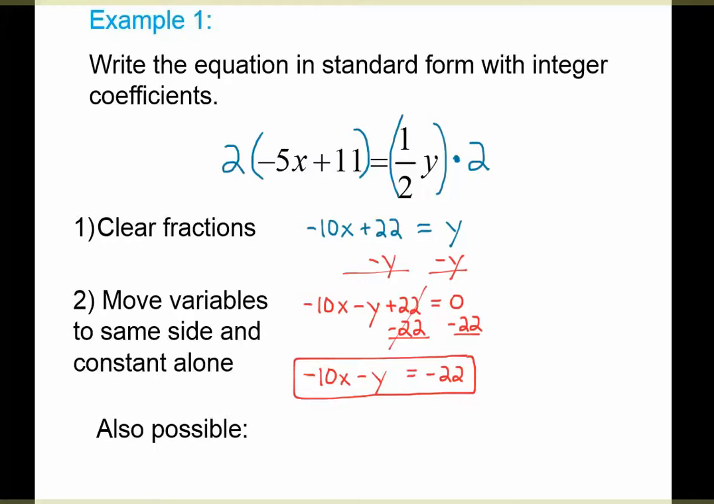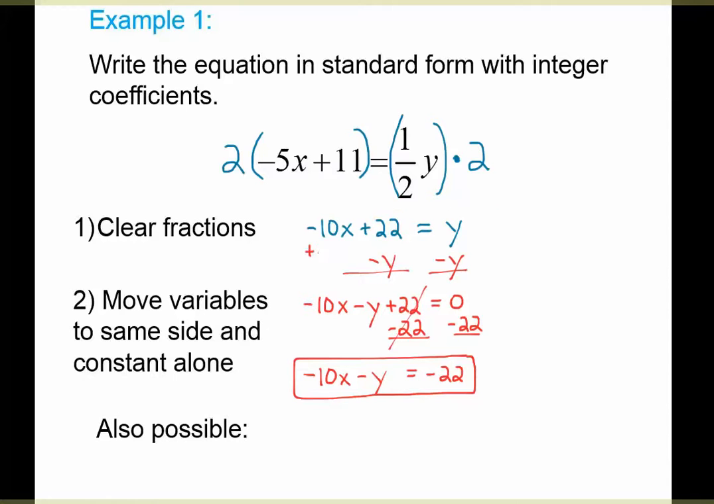Okay. There's nothing to say that I could not have added 10x to both sides. Actually, it would have been a lot easier. It would have just taken one step had I added 10x to both sides, because I would have the variables on the same side and the constant by itself over here. And notice if I did that, I end up with actually the opposite of what we got for our answer right there. Instead of a negative 22, I'd have a positive 22. And instead of negative y and negative 10x, I'd have positive y and positive 10x.